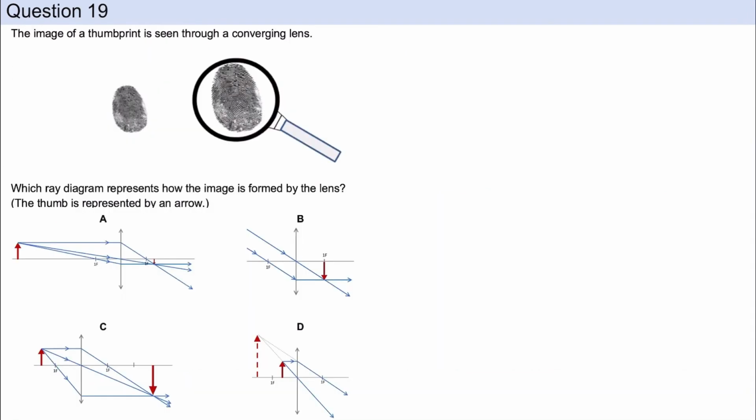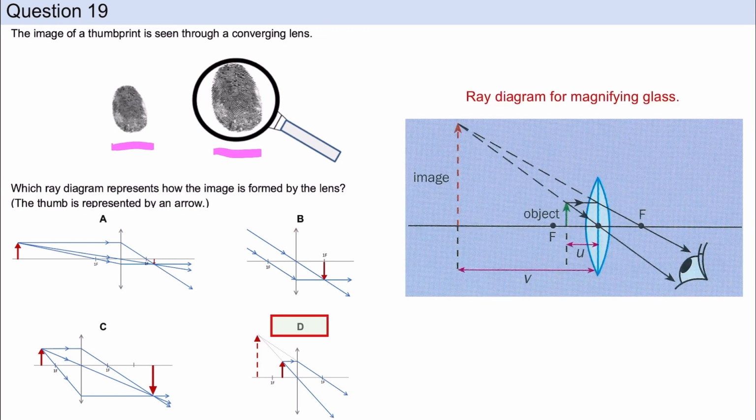Question 19. Again, test your understanding of images formed in a converging lens. From the original thumbprint, you can observe that a larger thumbprint was observed. This is the application of a magnifying glass. This is the ray diagram for a magnifying glass, and the answer will be D.